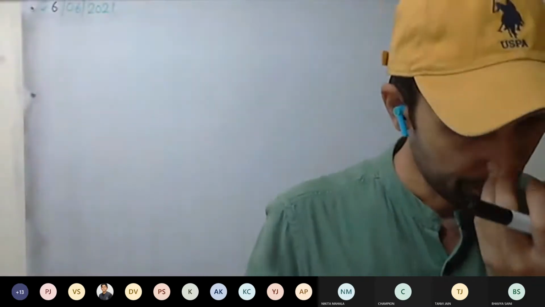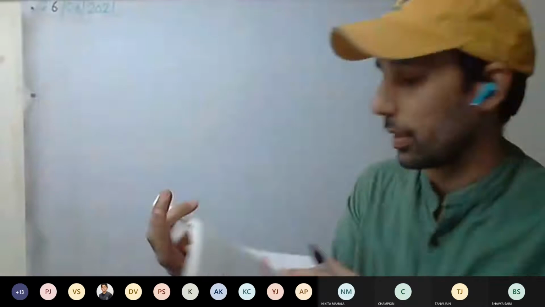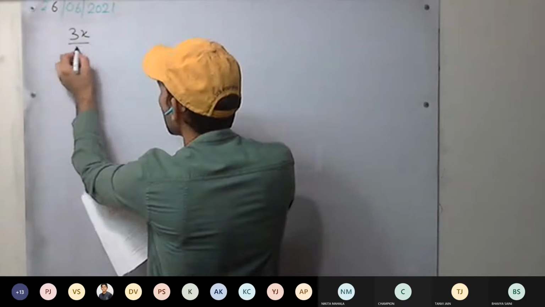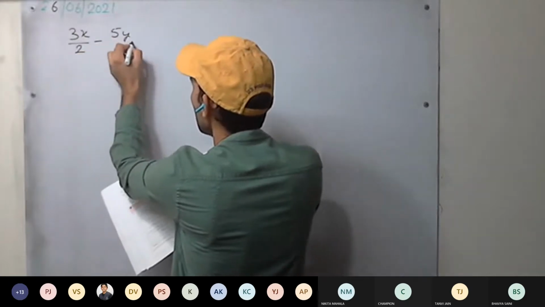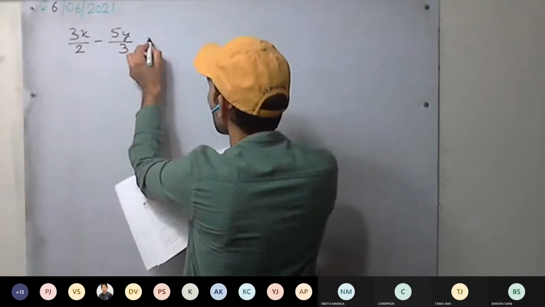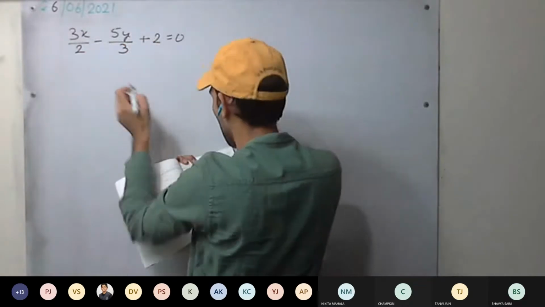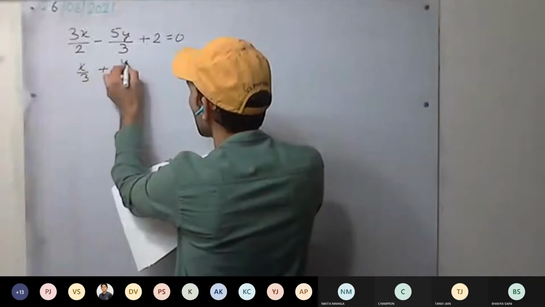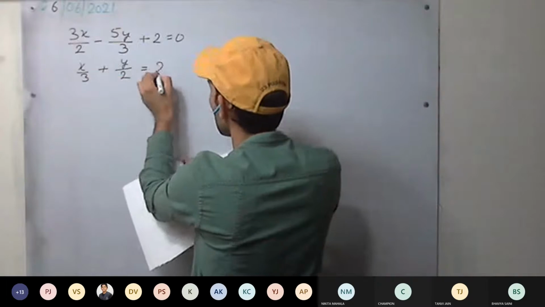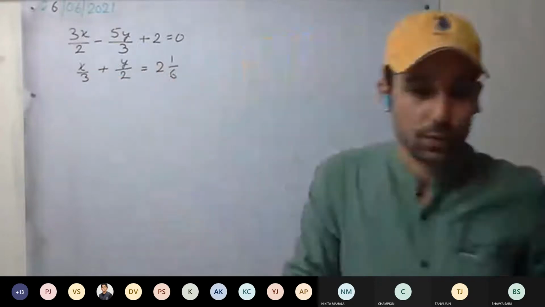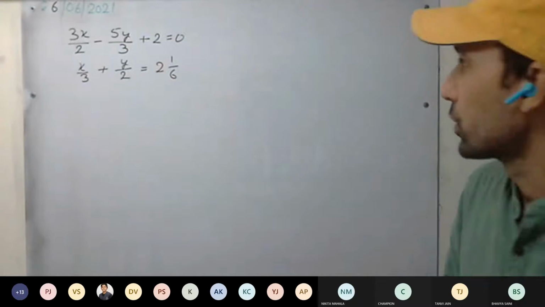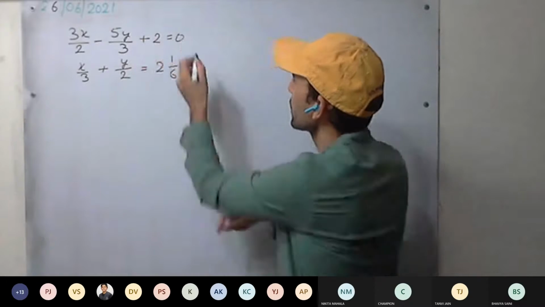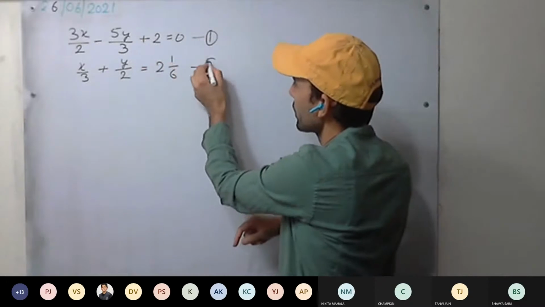Okay, see the 13th question. That is 3x divided by 2 minus 5y divided by 3 plus 2 equal to 0. First equation. Second equation: x by 3 plus y by 2 equal to 13 by 6. Okay. So how can we proceed? Okay, see here. So this is the first equation, this is the second equation.